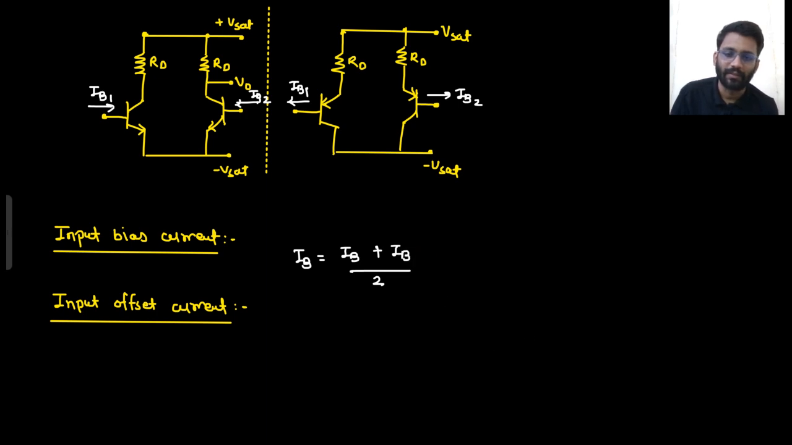IB plus IB minus divided by 2. This is your IB current. And what about your offset current? So the other parameter we defined was offset current. That was the difference of both of the currents.